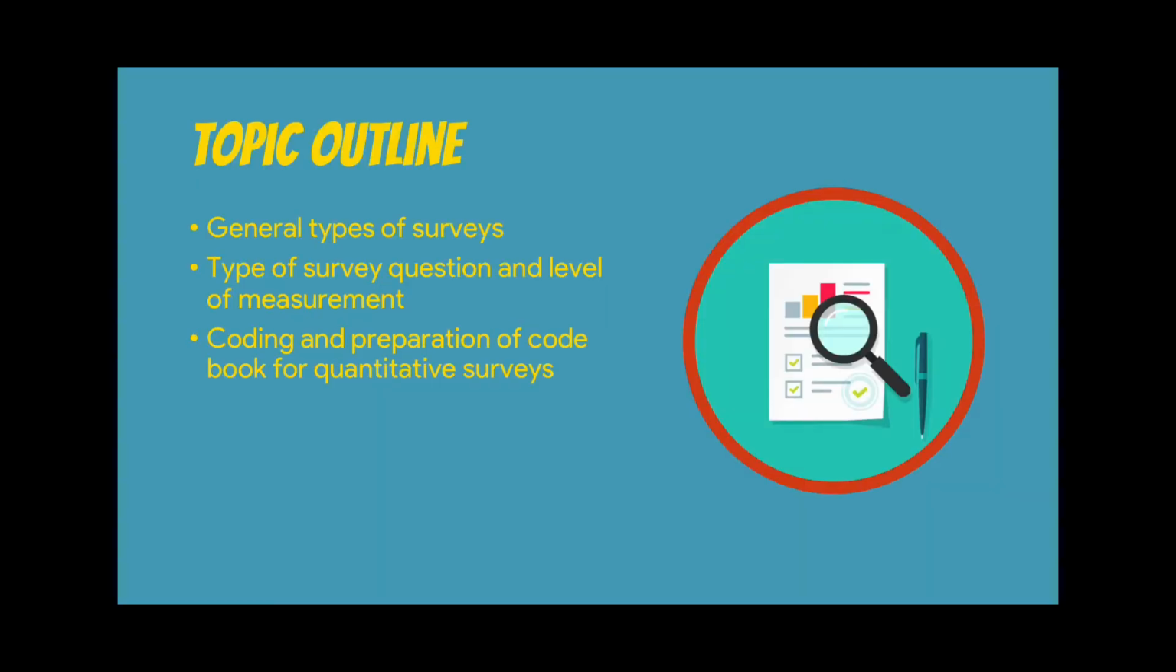So basically, our topic outline is, first, we are going to be reviewing the general types of surveys, and then we'll talk about the different types of survey questions and their corresponding levels of measurement, and how we match or create a survey question in order to correspond to and measure a given variable or indicator. And then also we'll talk about how to prepare a code book for quantitative surveys.